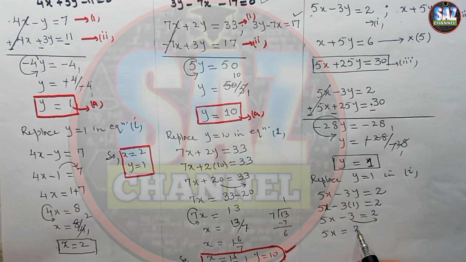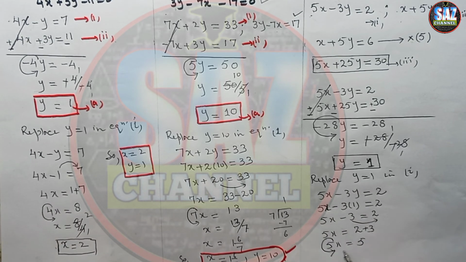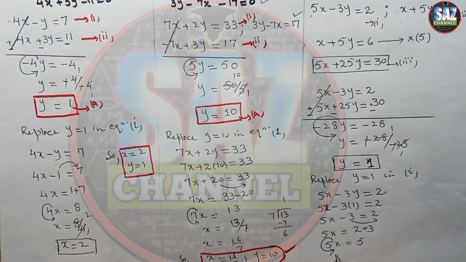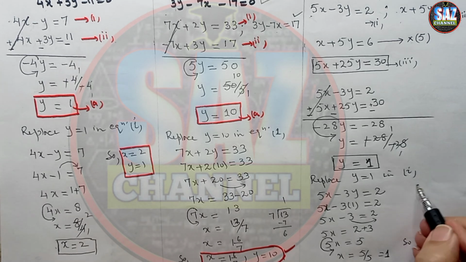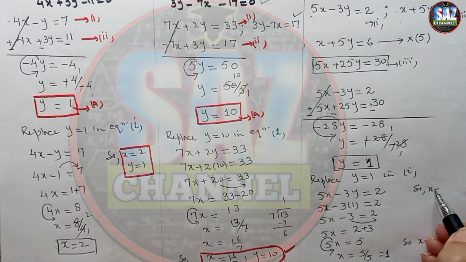5x equals 2 plus 3. 5x equals 5. In order to get the value of x, shift this 5 to the other side, and the equation will take the form x equals 5 upon 5, or 1. So the value of x will be 1. So the solution for this question is x equals 1 and y equals 1.